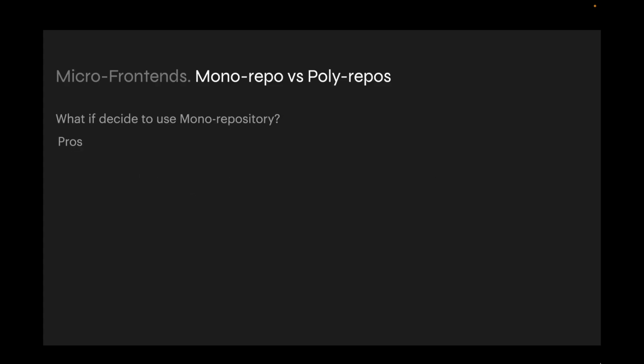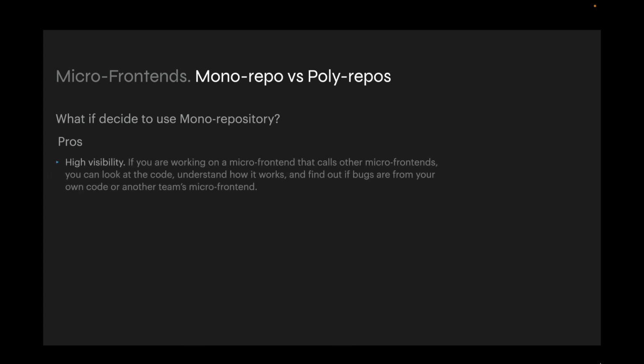Poly repositories for micro-frontends look like a very reasonable option. We have separate development, testing, and deployment processes, so it's quite logical to keep micro-frontends in separate repositories. So why should we consider a mono-repository as an alternative? The first reason is high visibility. If you're working on a micro-frontend that calls other micro-frontends, you can look at the code, understand how it works, and find out if bugs are from your code or another team's micro-frontend.